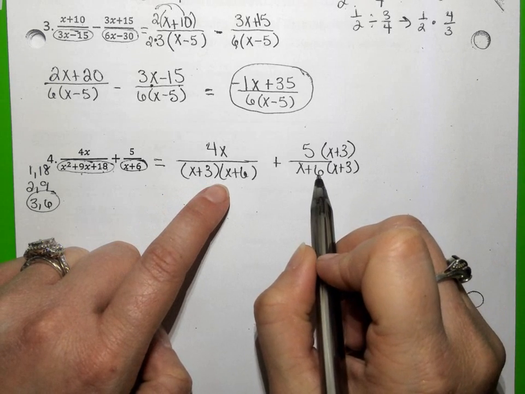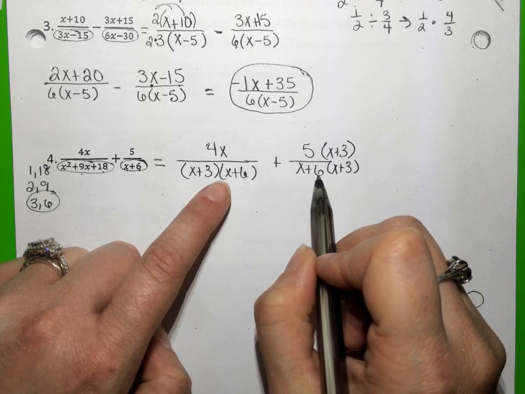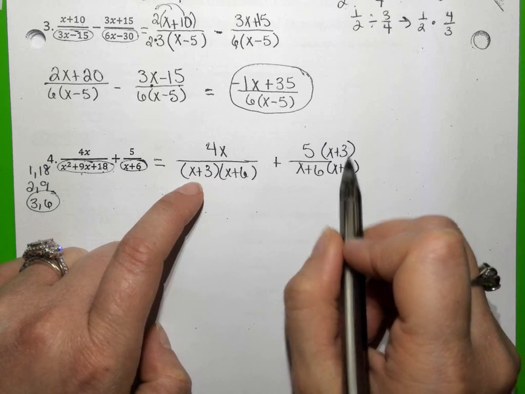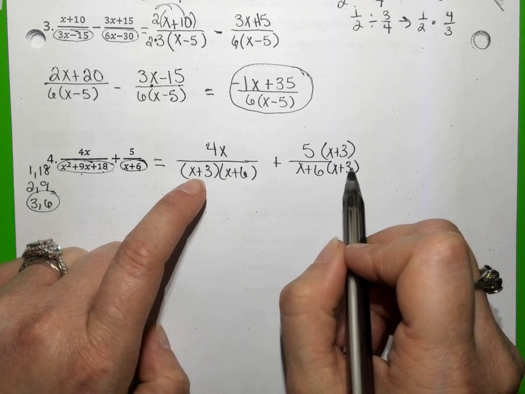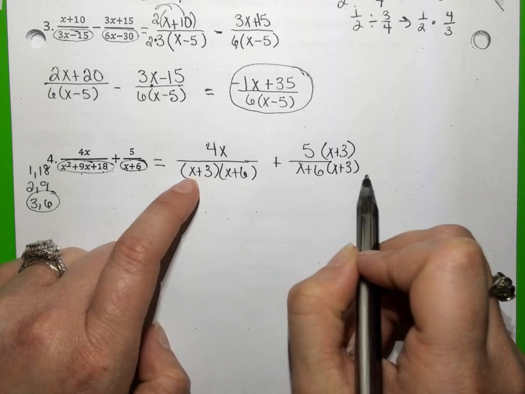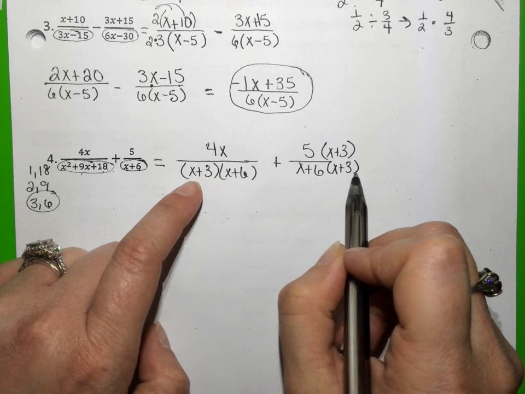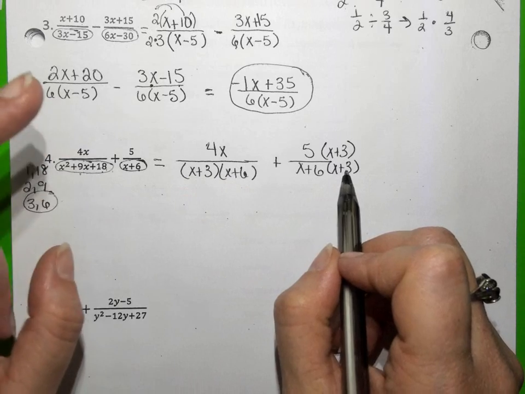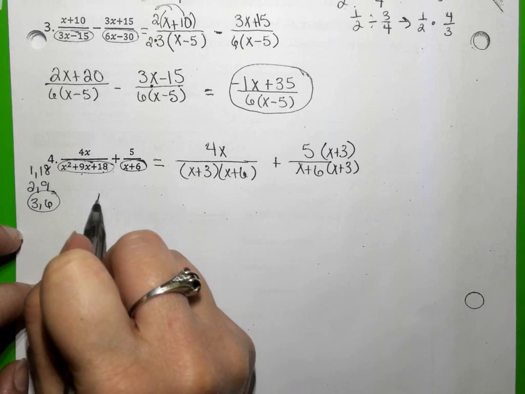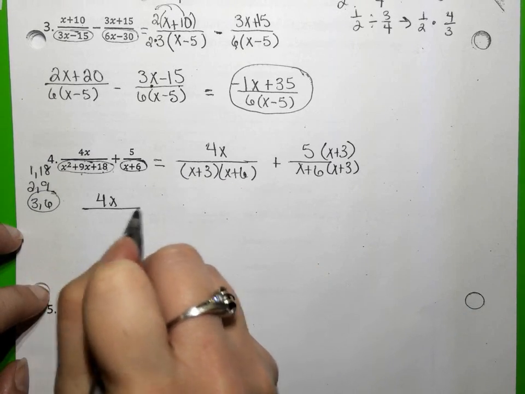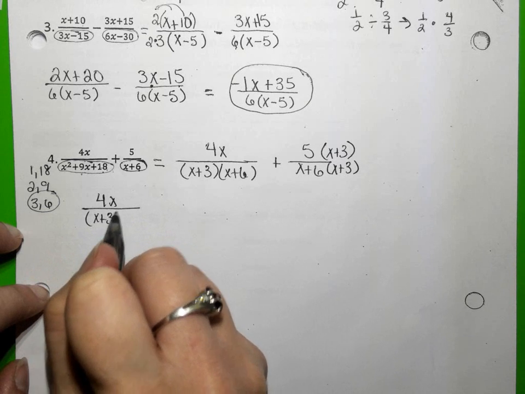Do they cross out? No, because then it'll give you the same thing you started with. Do they have the exact same denominators now? Yes, but they're in a little different order, but they're the same. All right, so here we go. So we have 4x and x plus 3, x plus 6.